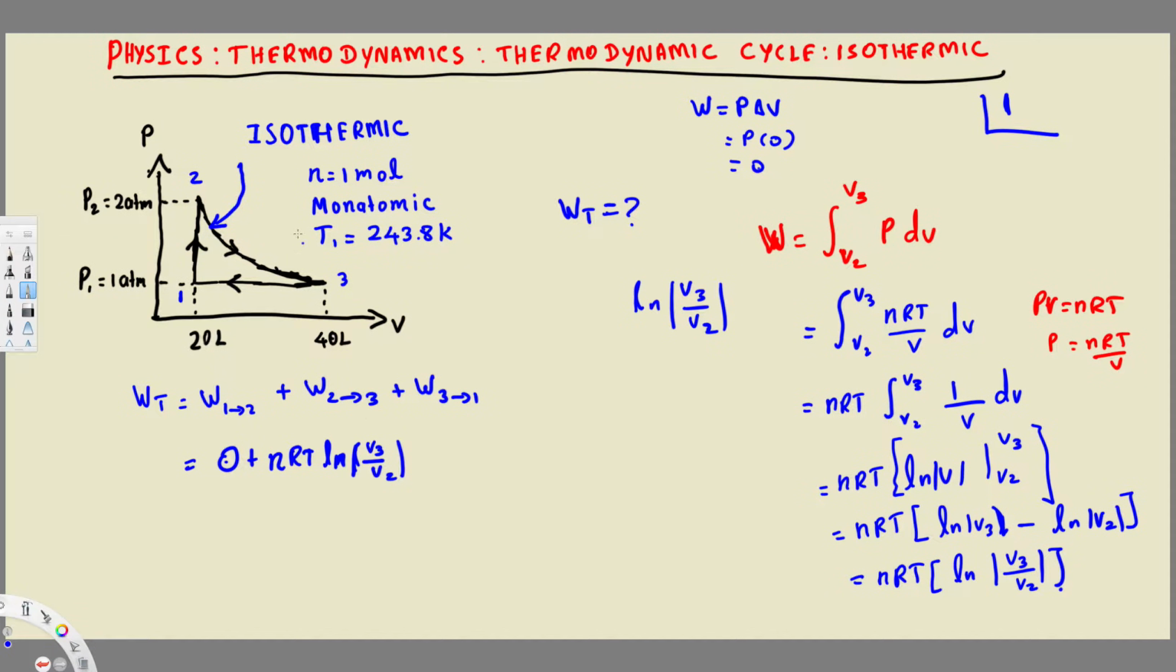So in an isothermal process, this is going to be like this, right? This is the equation we are going to use because it's not decreasing in a straight line. That's the reason. So let's look at 3 to 1.